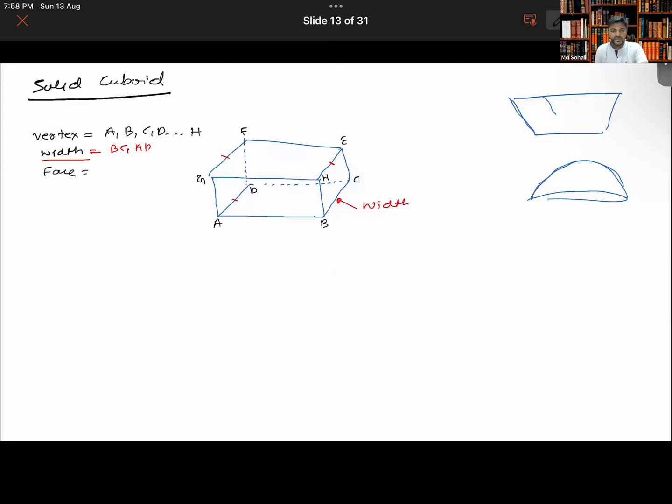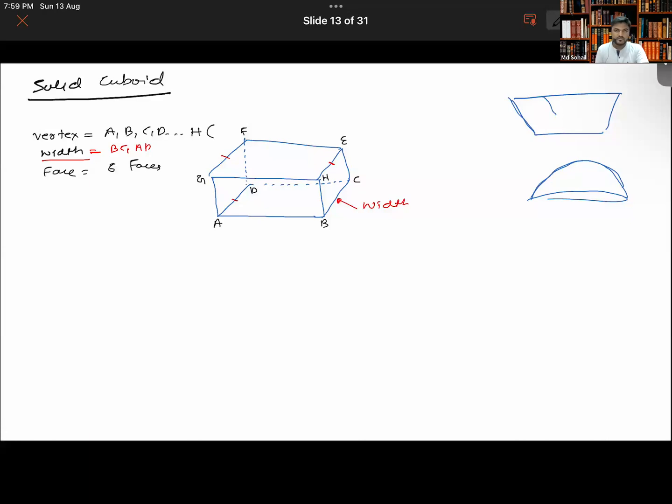So how many faces are here? Six faces. Basically, look at your room: the four walls, and the top, and the base. That is the bottom. Six faces. Okay. Vertices, that is going to be how many?